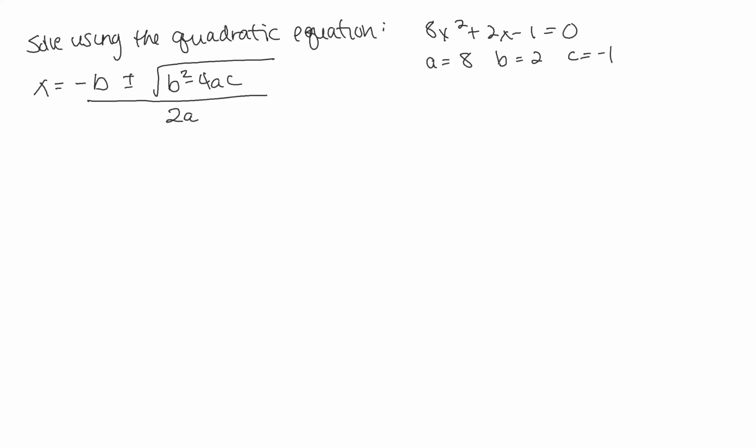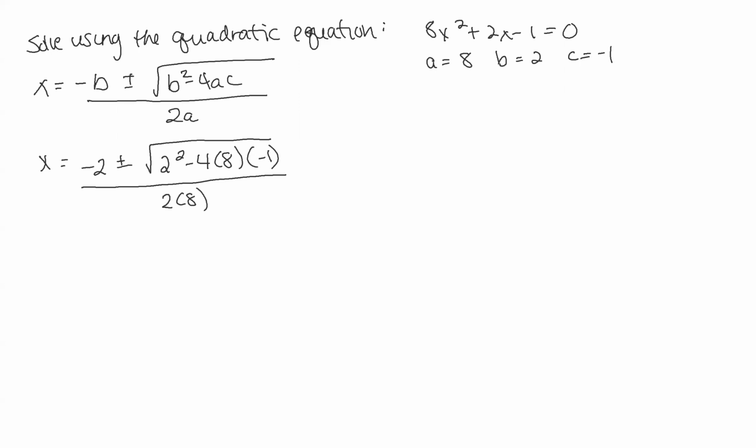I'm now going to fill in the quadratic formula with those values. So negative B just means literally what is the opposite of B? Well, in this case, B is 2. The opposite of B is negative 2. Plus or minus regular old B squared, so 2 squared, minus 4 times A, which is 8, times C, which is negative 1. All of that is over 2 times A, which is 2 times 8. So just fill the numbers in first.